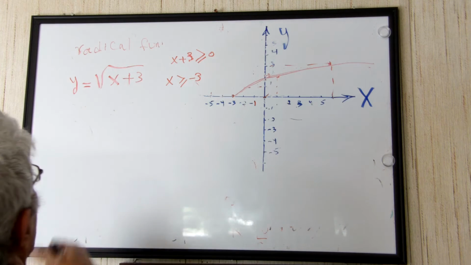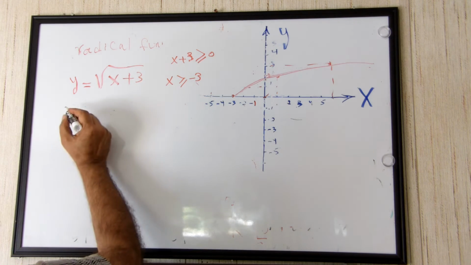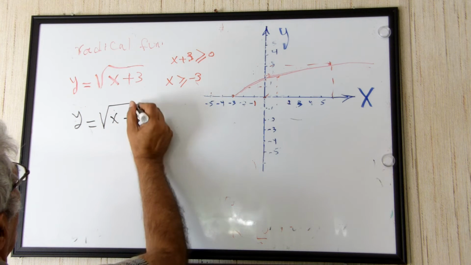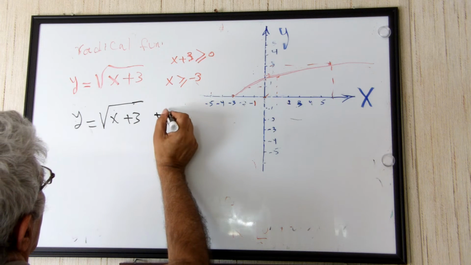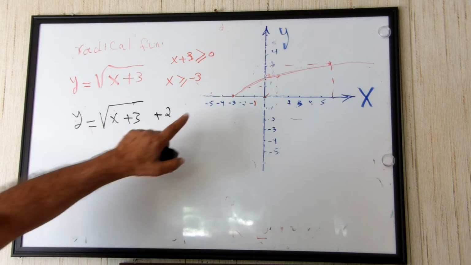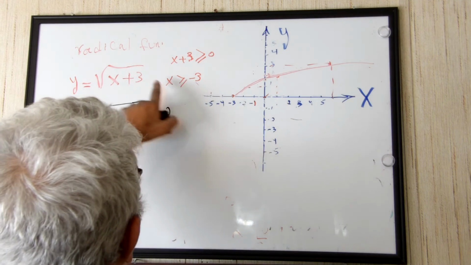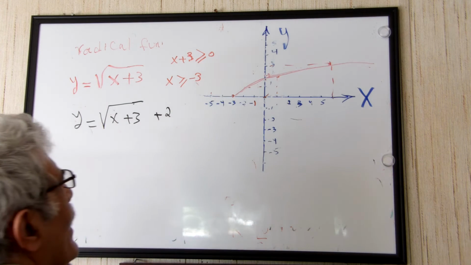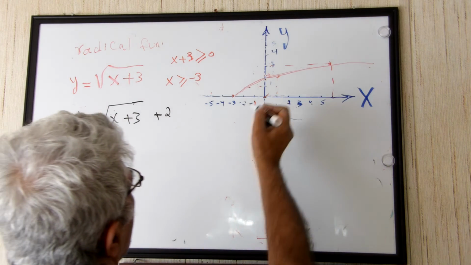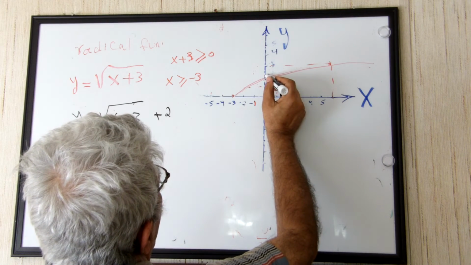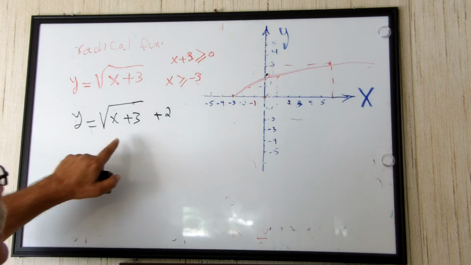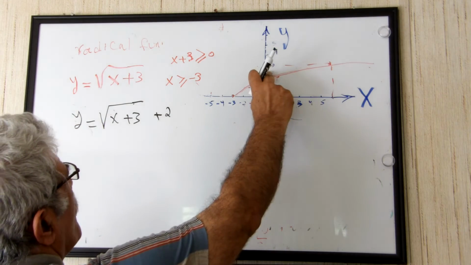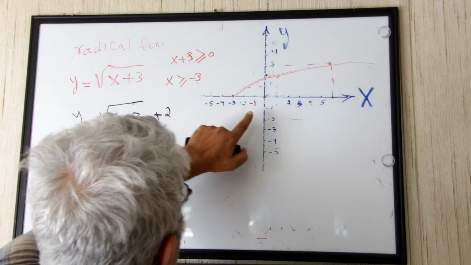How about this one? Here it says y is equal to the square root of x plus 3, plus 2. We have the same thing, but we have a 2 here. What actually happens is that this one starts from 2, here. From here, and then it's going to go up. One of the points: if x is 0, I'm sorry.